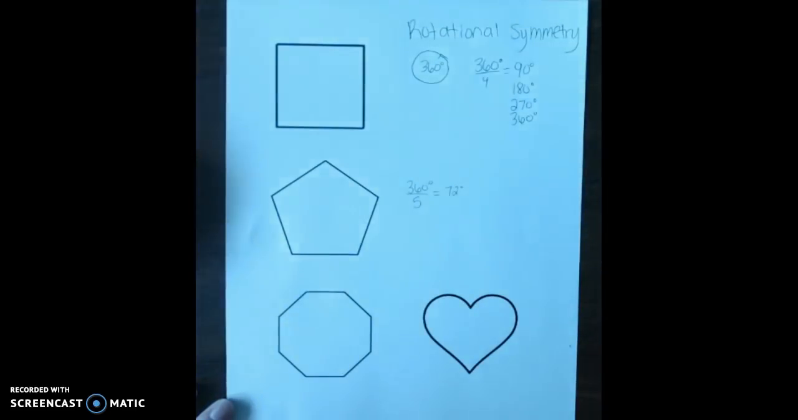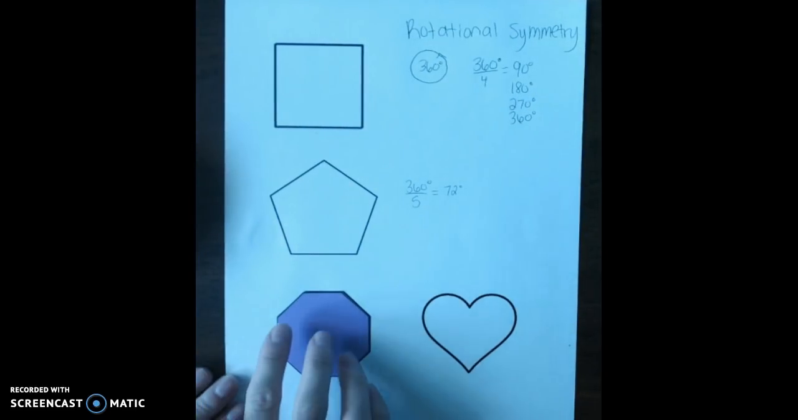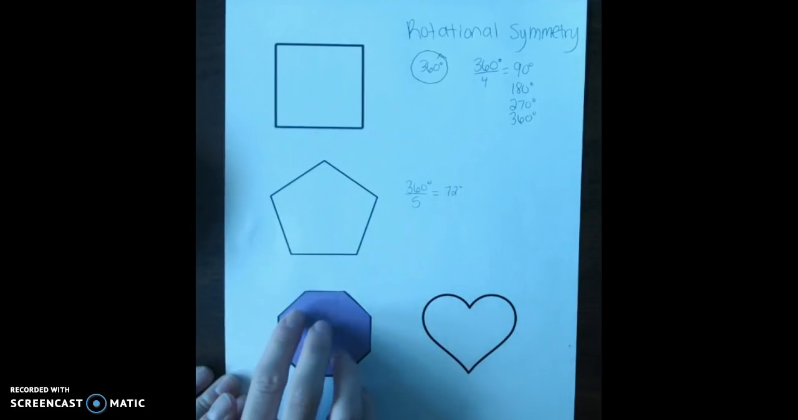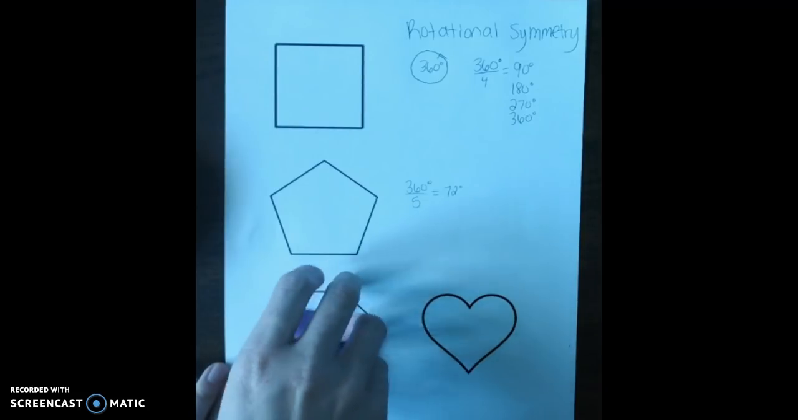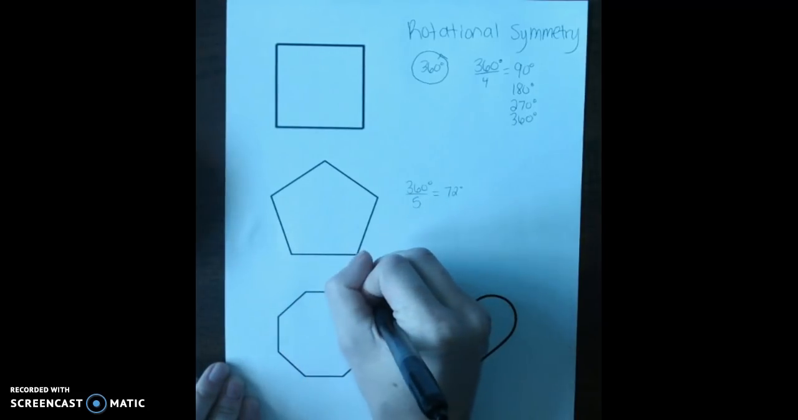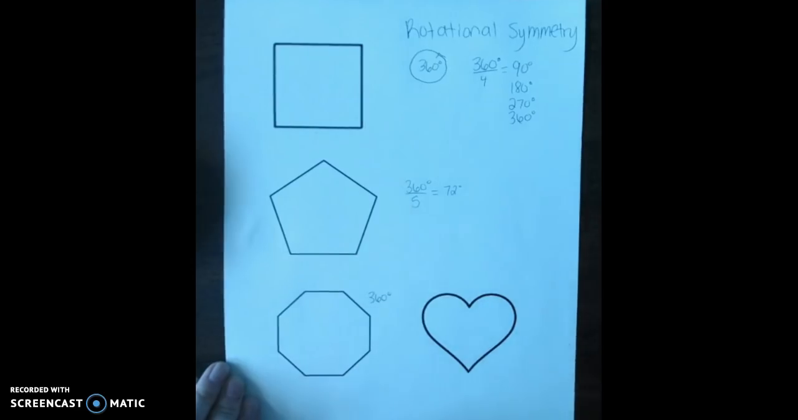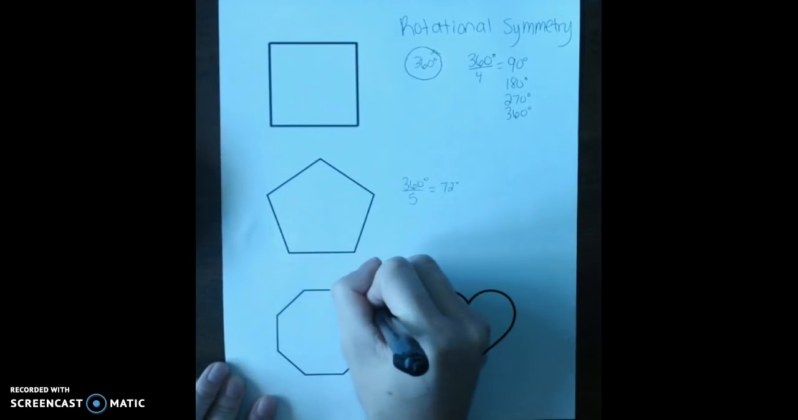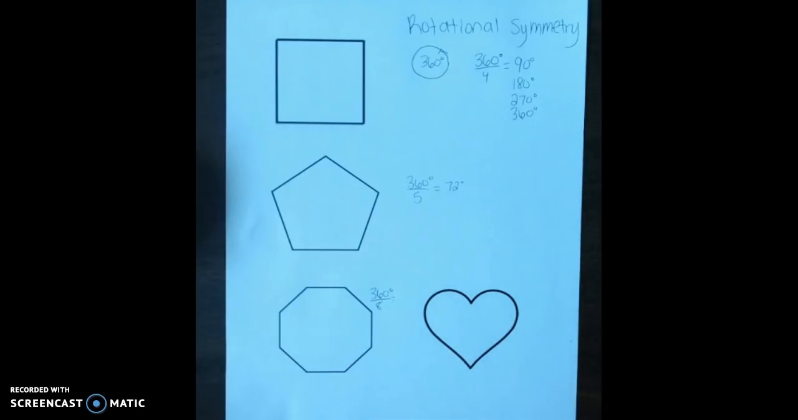Alright, let's look at the octagon. I think we can tell that it does have rotational symmetry because you can rotate it and it would lie back on top of itself. So then we would just do the math to figure out what the degrees would be. Again, a full rotation is 360 degrees. Divide that by how many sides there are.